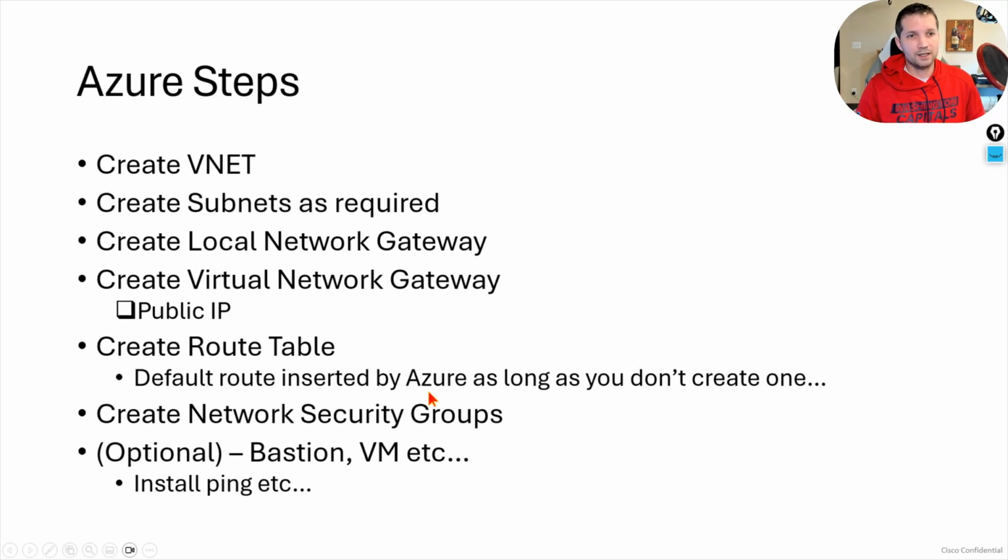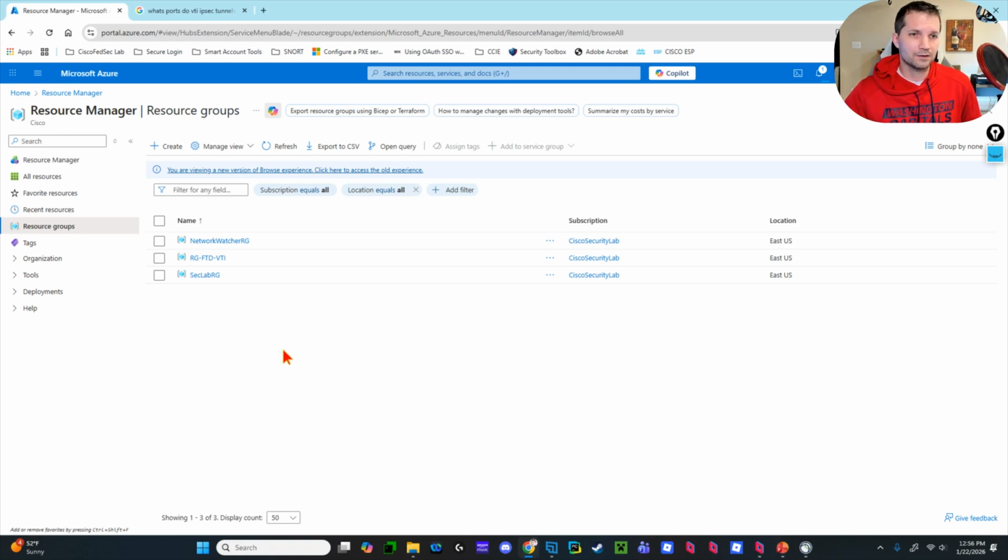When we look at implementing this, on the Azure side, it's create the VNet, create the subnets, local network gateway, virtual network gateway with the public IP, the route table, network security groups. I am going to spin up those other optional components, Bastion and VM, and install ping so that we can ping across this to prove that it's working. Now, the virtual network gateway takes the absolute longest to configure. So I'm going to start there and get those things moving.